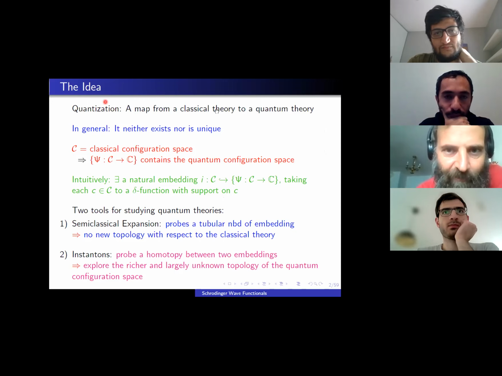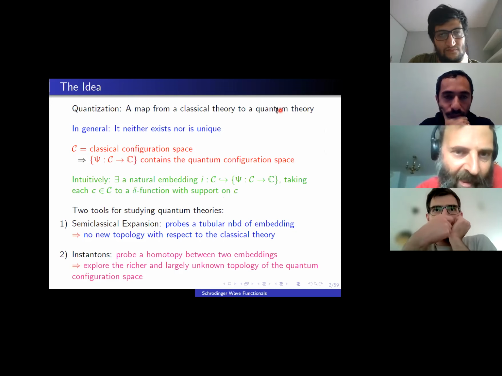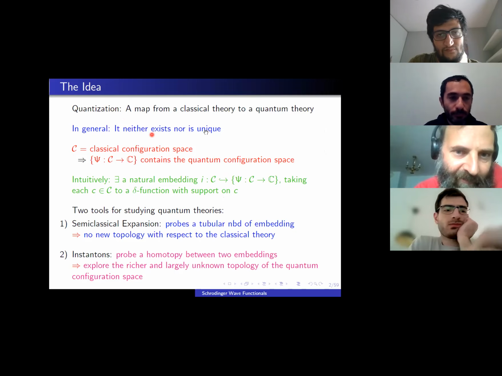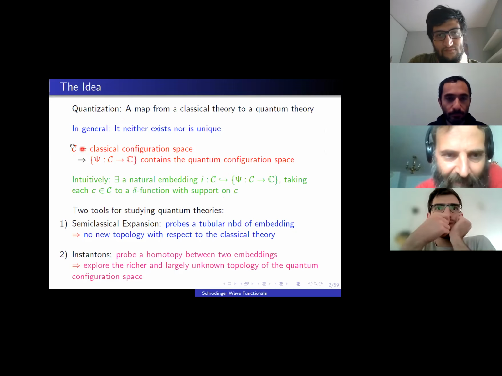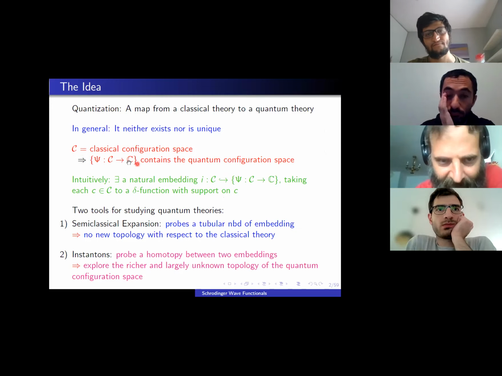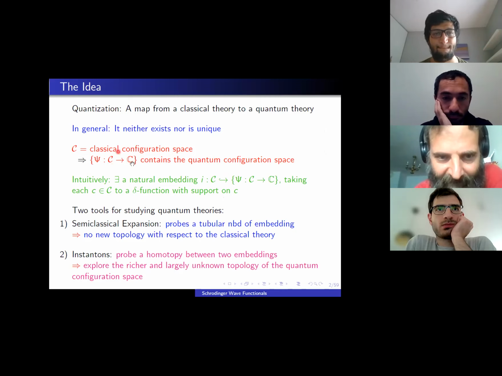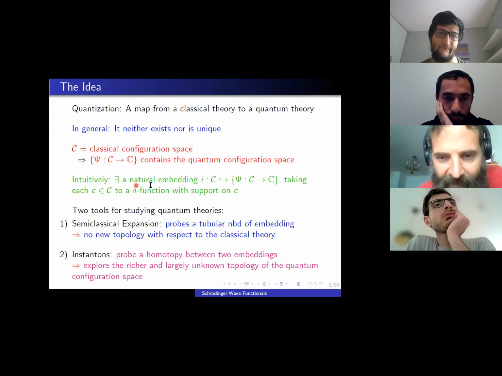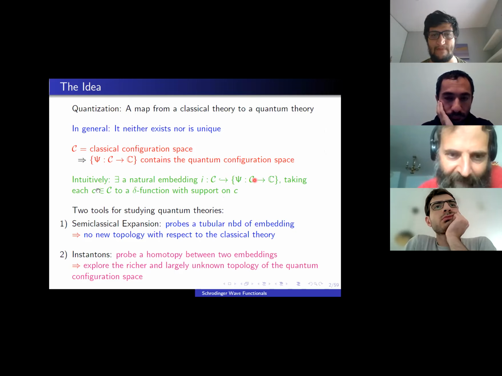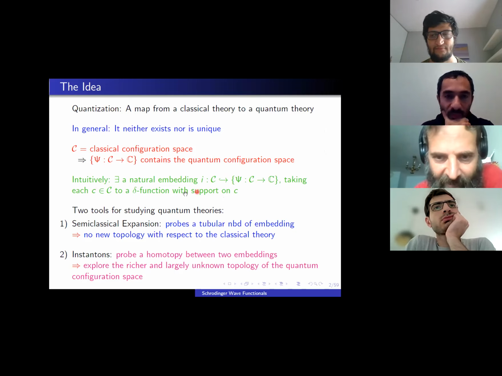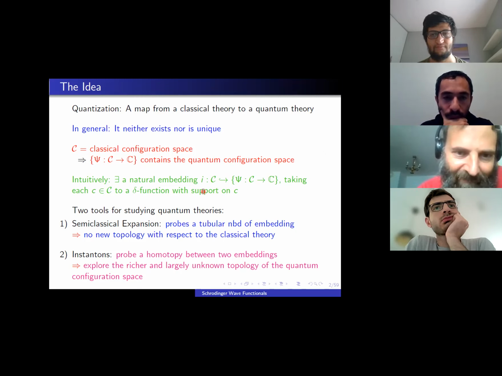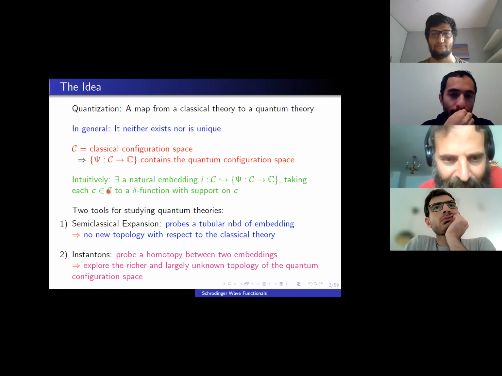Quantization is any procedure which takes you from a classical theory and gives you a quantum theory. In general, it either doesn't exist or it isn't unique. But if it does exist, then it does the following thing. If you've got a classical configuration space C, then the quantum configuration space is going to be somehow inside of the space of maps from C to the complex numbers. And intuitively, there's a natural embedding from the classical configuration space into the quantum configuration space, which is just, to every classical configuration, you associate a quantum configuration which has support on that classical configuration. So basically, the wave function is non-zero only on that one classical configuration.